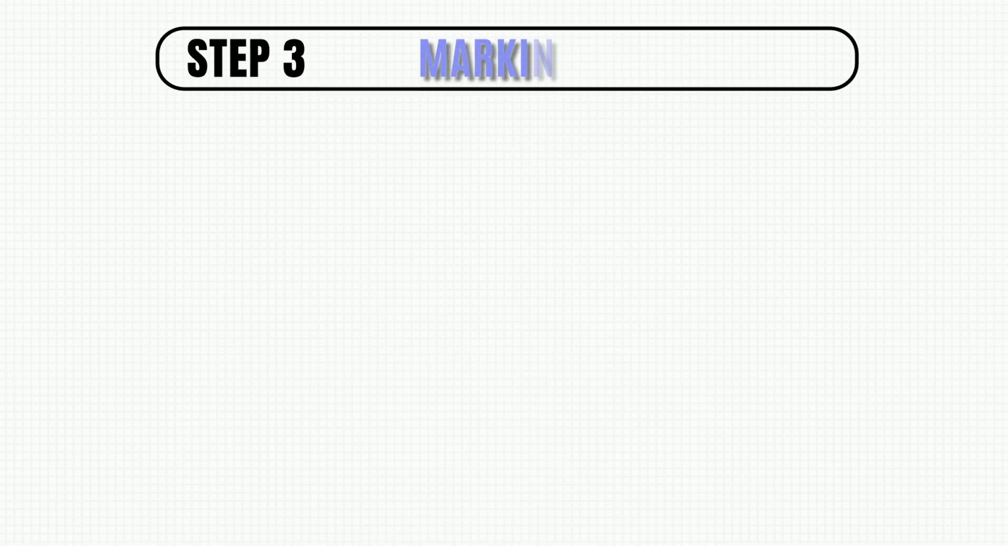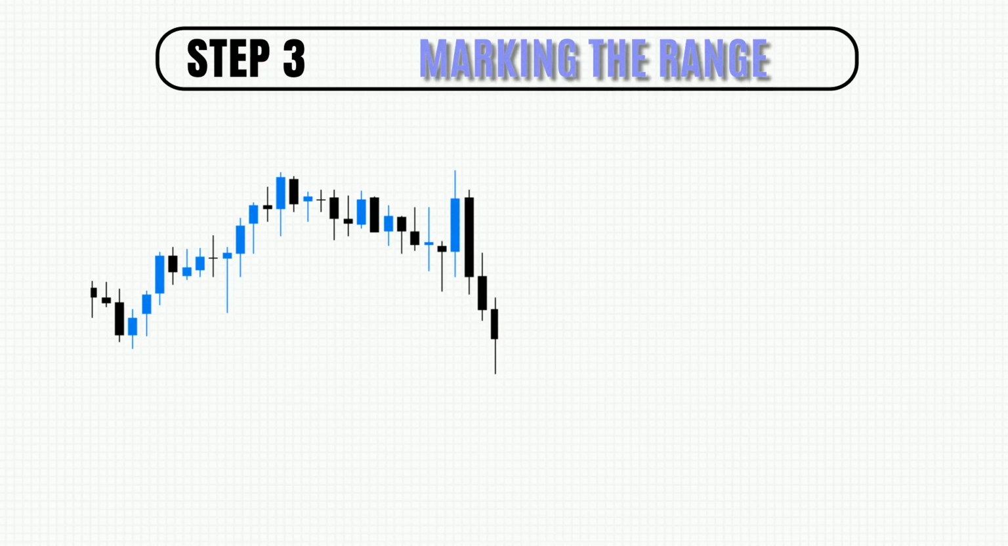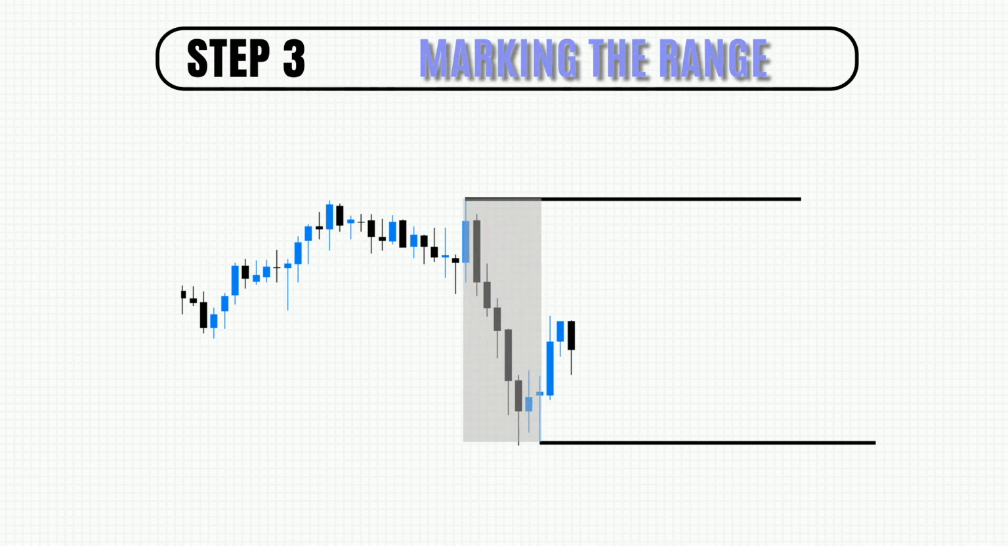Step 3. Marking the range. Find the most recent swing high and most recent swing low in the current order flow. Draw 2 horizontal lines, one on the top equals swing high, second on the bottom equals swing low. This defines the trap zone. Above the high is full of buy stops, usually set by retail traders. Below the low is full of sell stops, mostly set by retailers.